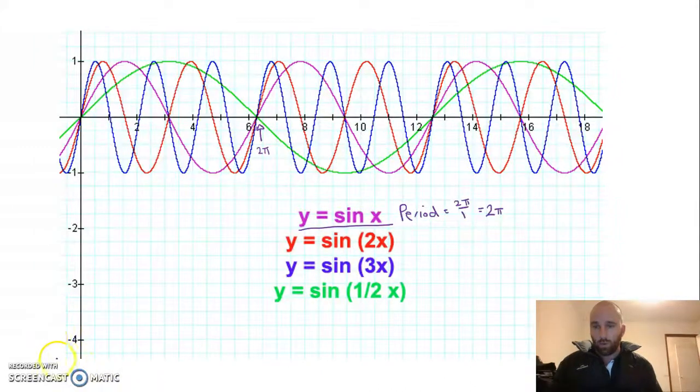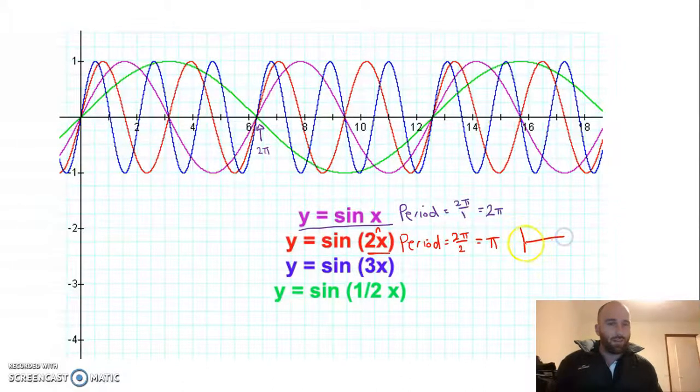As we go to red, we've got 2x. So our period is actually equal to 2 pi divided by 2. Remember, that's our value of n inside our formula. That means our period is pi. That means to complete one full wavelength, that distance right there is pi. With the red, our sine graph has actually halved, and it's completed one full revolution in pi. So our full period is pi.